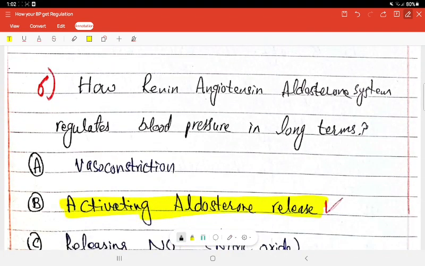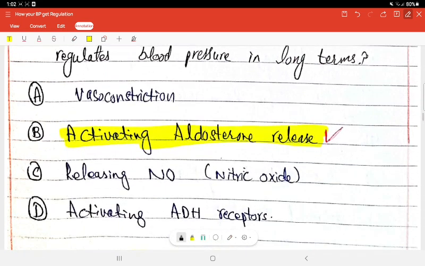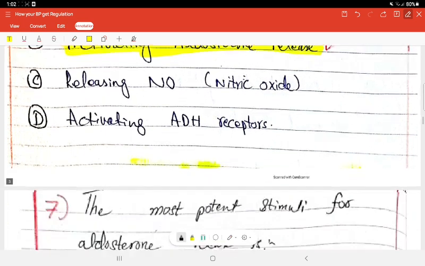Next, how does the renin angiotensin aldosterone system regulate blood pressure in the long term? For long term regulation the RAS mechanism is used. The first option is vasoconstriction, second activating aldosterone release, third releasing nitric oxide, fourth activating the ADH receptor. So the correct one is activating aldosterone release.